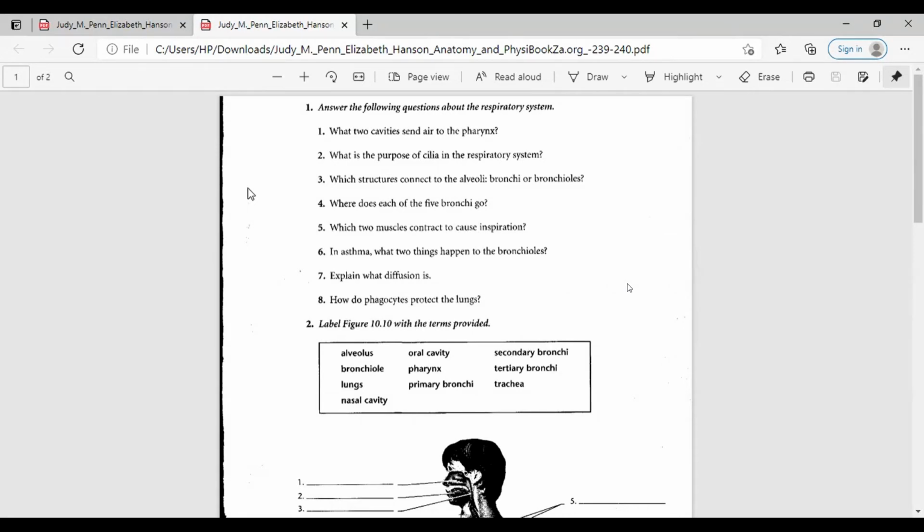Okay, so let me just give you the meaning of phagocytes. A phagocyte is a white blood cell that destroys foreign bodies and cells in the body, right? Just like the macrophage. Phagocytes can eat the particles which get through to your lungs, right?